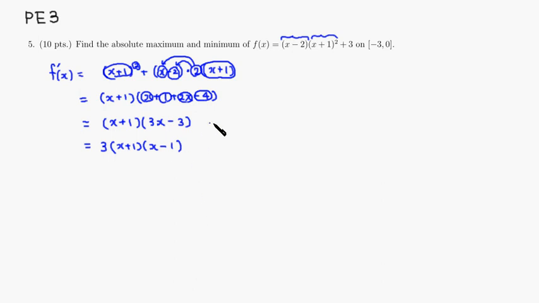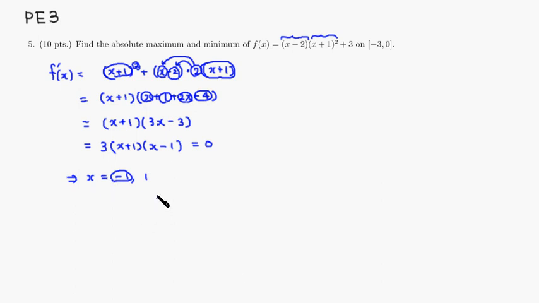So this is the derivative, and we set that equal to 0 to find the critical numbers. This gives x equals negative 1 from here, and from here you get positive 1. Then we are trying to maximize and minimize this function over the closed interval from negative 3 to 0. You can see that positive 1 is not even on the interval, so we only consider negative 1.